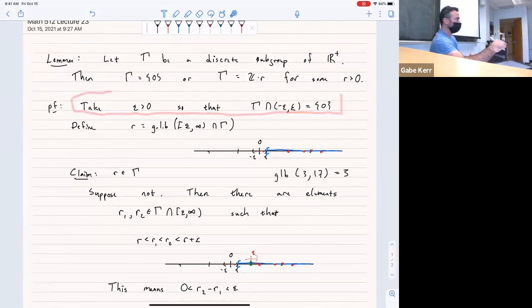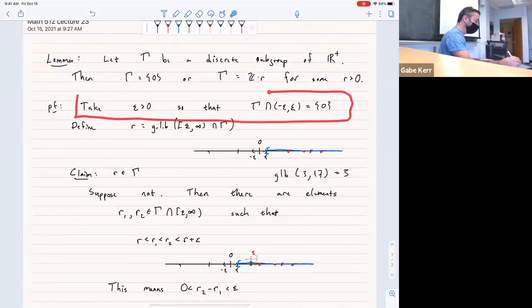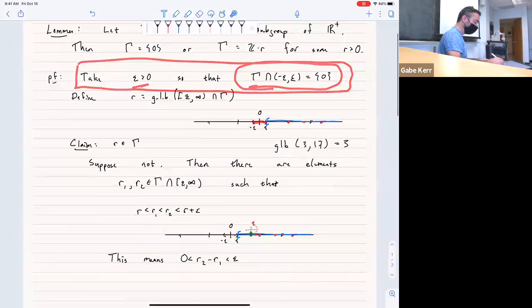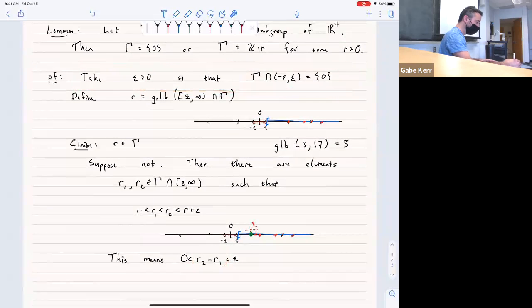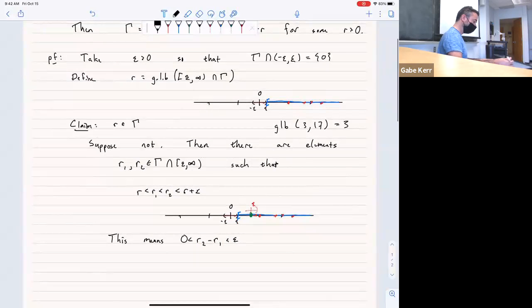Let me go resort to what I've written here today. What we have here today is we chose this epsilon so that this intersection just contained 0. There were no other elements of gamma in here, but we just found one. It's between 0 and epsilon, so it has to be. And remember, these two guys are in gamma. Gamma is a group, so minus R1 is in that group. We can add things in that group. So this would be a contradiction, and so R is in gamma.